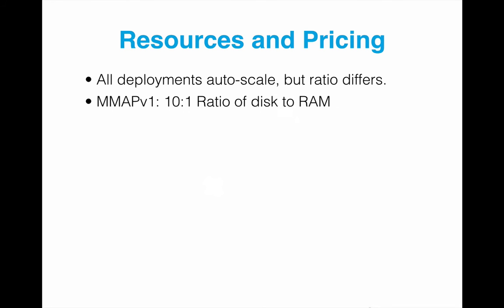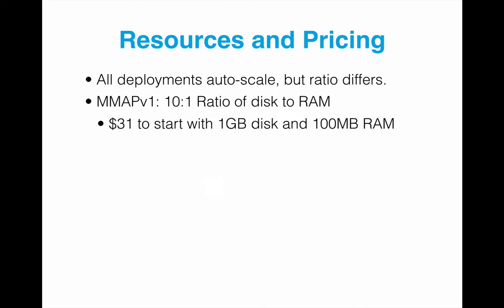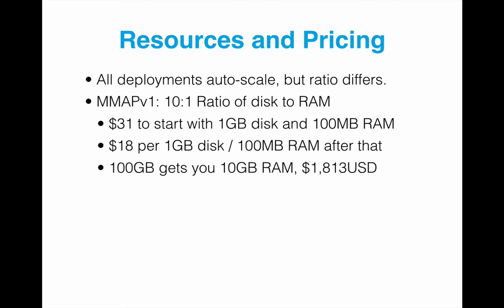With MMAPv1, we use a 10:1 ratio of disk to RAM. So we start you off at $31 for 1 gigabyte of pre-allocated space on disk, and that gives you 100 megabytes of RAM. So if you see 1 gig, 100 megs of RAM, that's the 10:1 ratio. After that, it's $18 for every additional gigabyte of space on disk, and you get an additional 100 megabytes of RAM. So as an example, 100 gigs of data on disk would get you 10 gigs of RAM, and it would cost roughly $1,800 US.